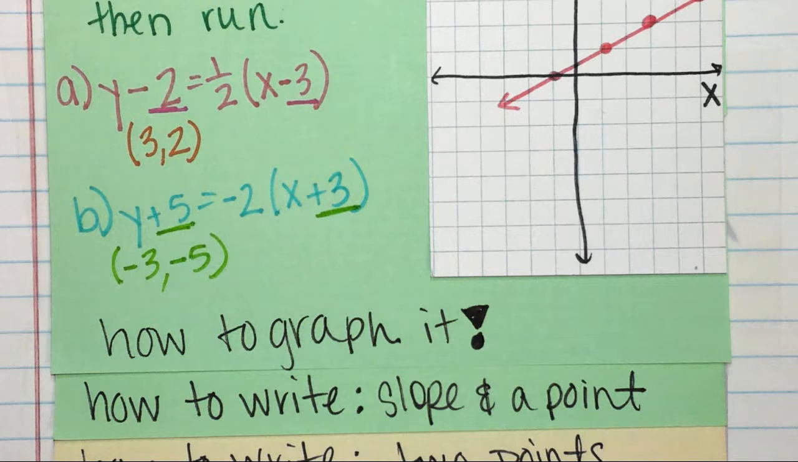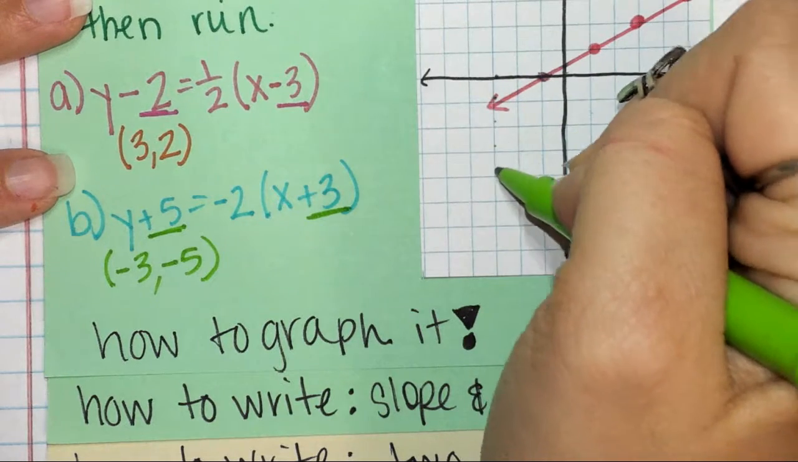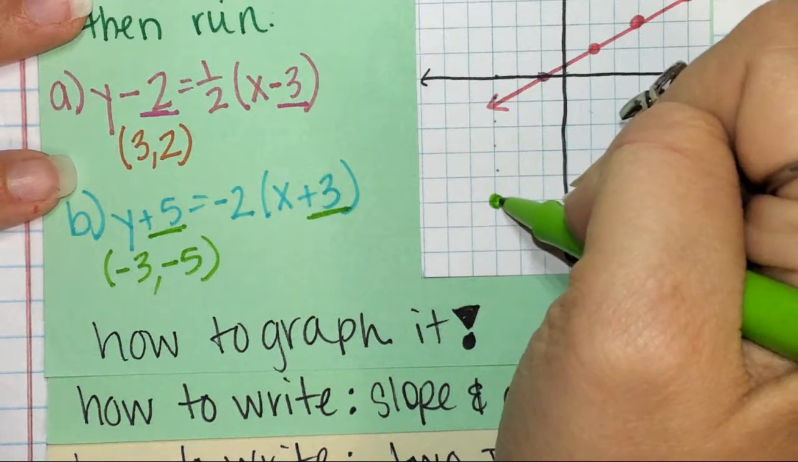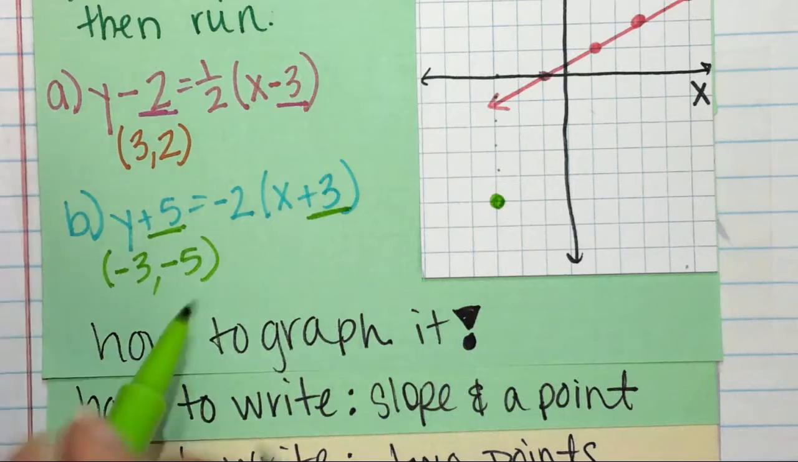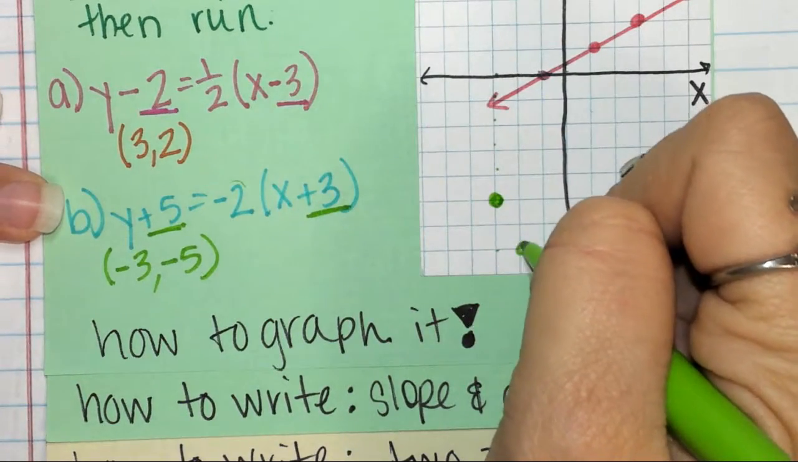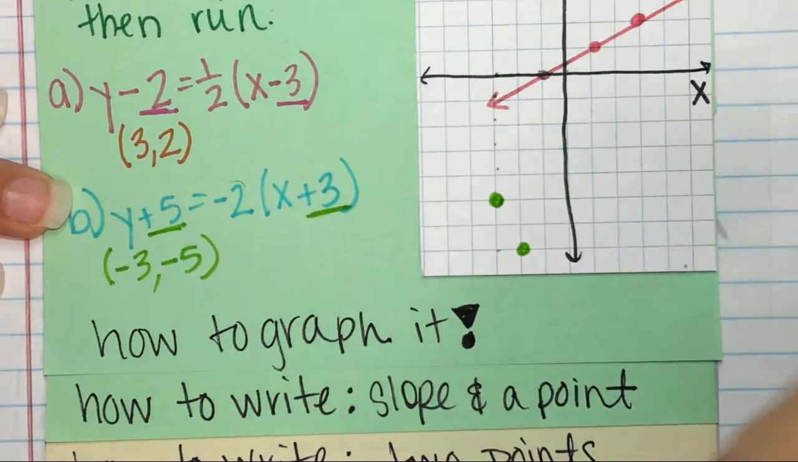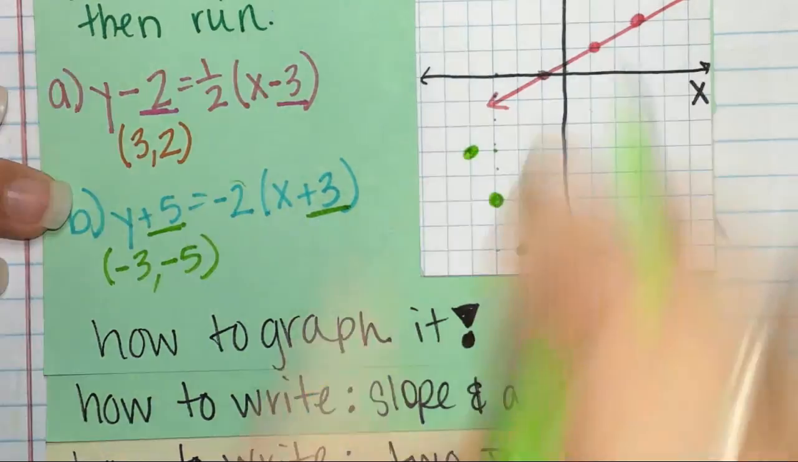Are we together? Does everybody understand where I got it from this time? Are we sure? But then you go left 3. 1, 2, 3, down 1, 2, 3, 4, 5. And what's my slope? Negative 2. Your slope is in front of the parentheses. So you go down 2, right 1. If I run out of room, what do I do? You go up to the left.